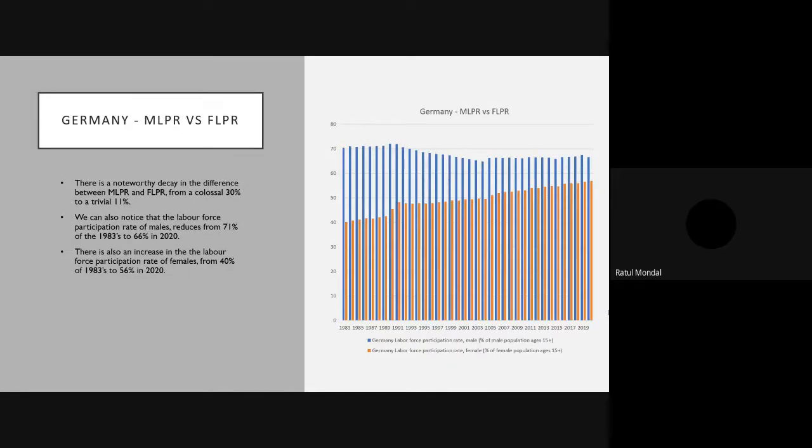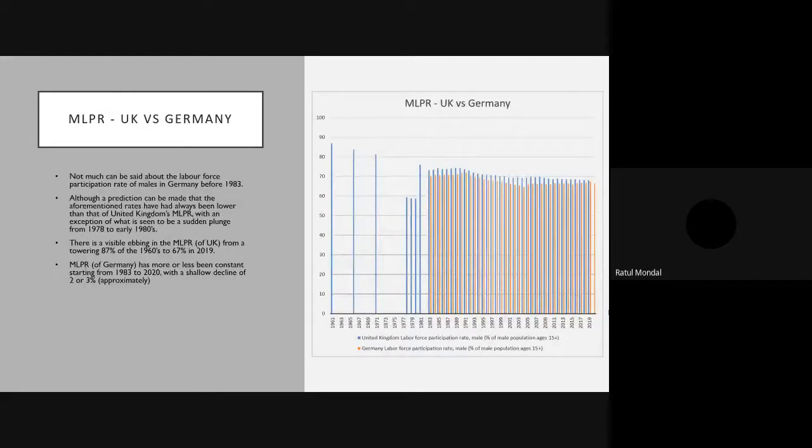When we go to the next graph, here we are comparing MLPR and FLPR of Germany. There's a noteworthy decay between MLPR and FLPR from a colossal 30% to a trivial 11%. Again, we can see that the labor force participation of males reduces from 71% to 66% in 2020. And again, on the positive side, we see that the rate of females has gone up from 40% to 56% in 2020.